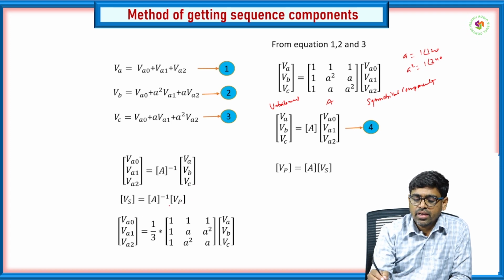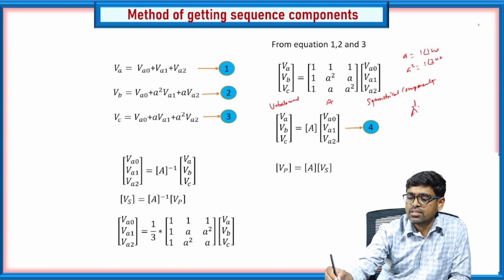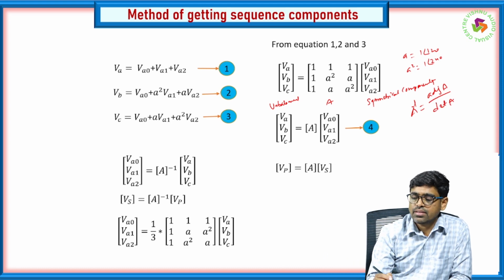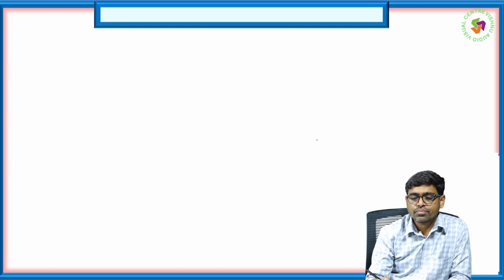And A inverse we can calculate as the adjoint of A divided by the determinant of A. Then you can calculate this A inverse, that is 1 by 3, 1 1 1, 1 A A square, 1 A square A, times VA, VB, VC. Then you can calculate this in terms of A square.